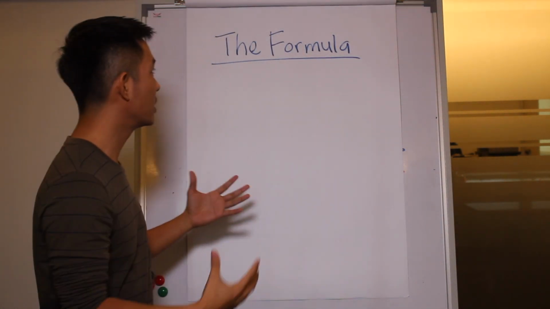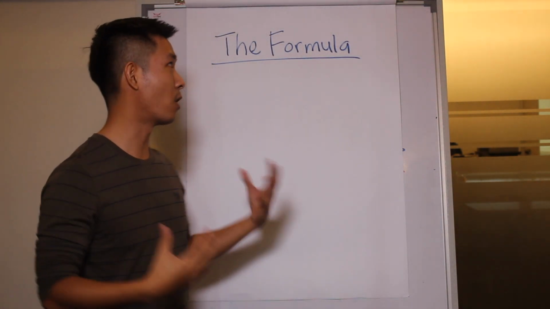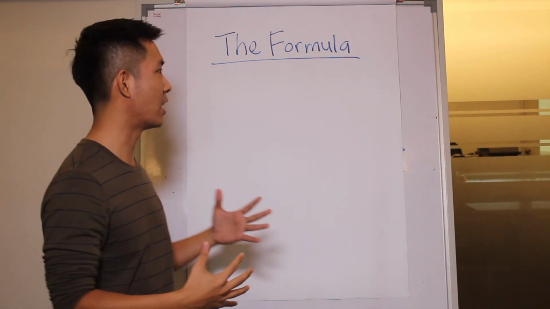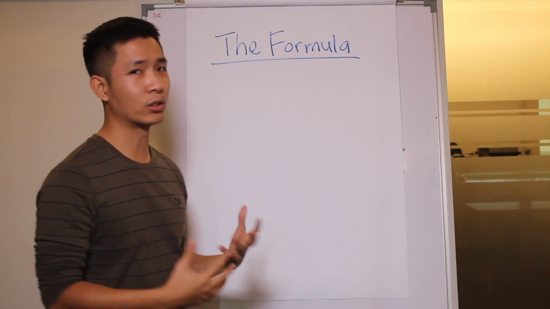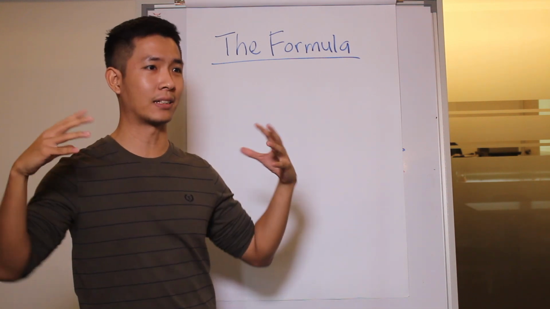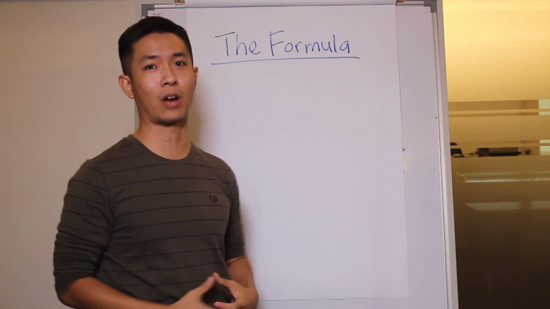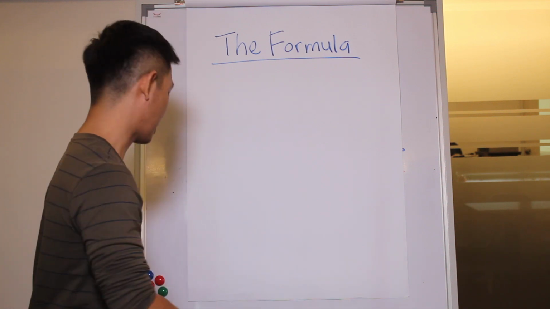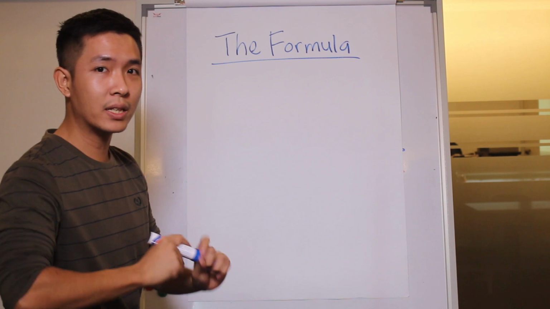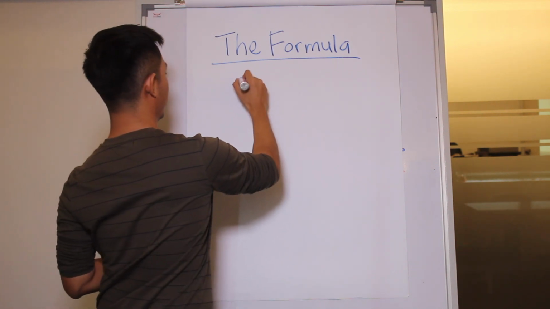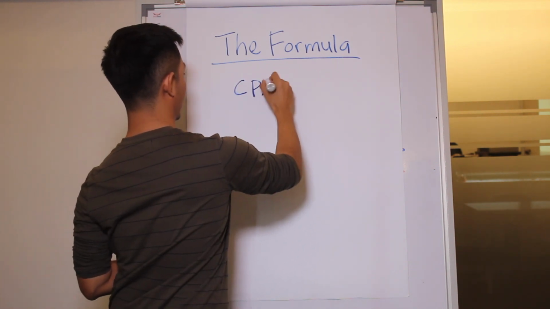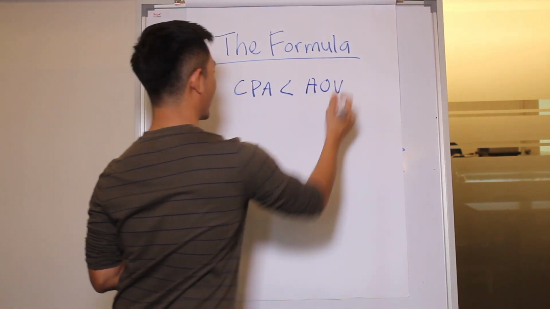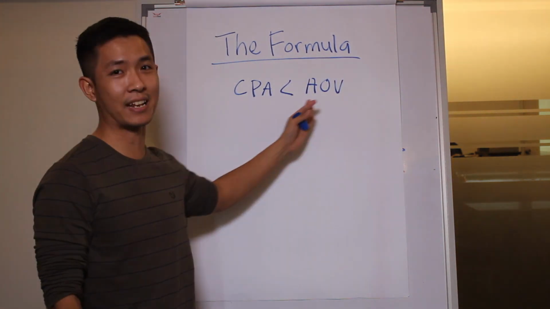So what is the formula for this guaranteed ROI formula? It's actually very, very simple, and these are the two metrics that are the most important ones that you have to track. If this is right, everything will fall into place. So the formula is CPA is less than AOV.